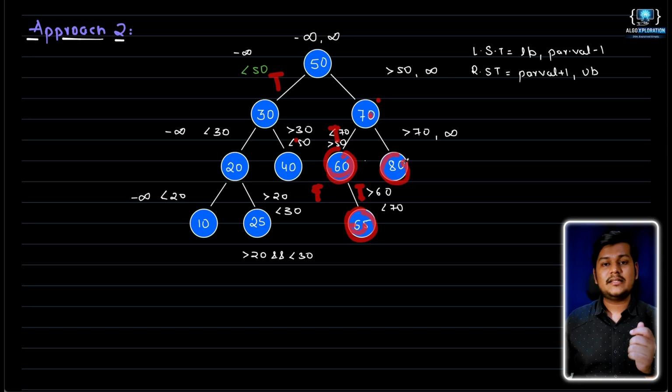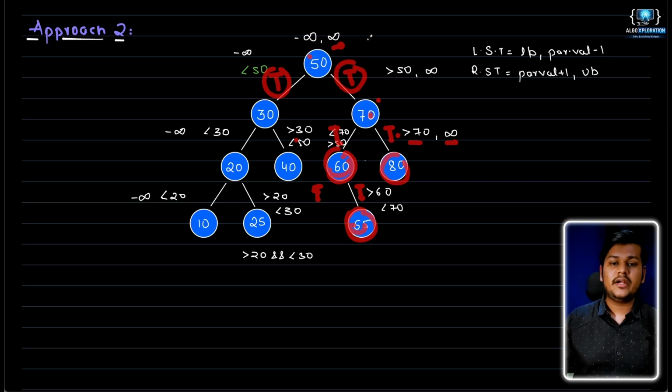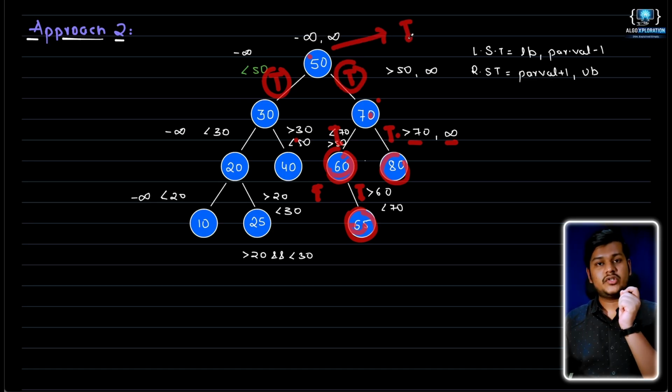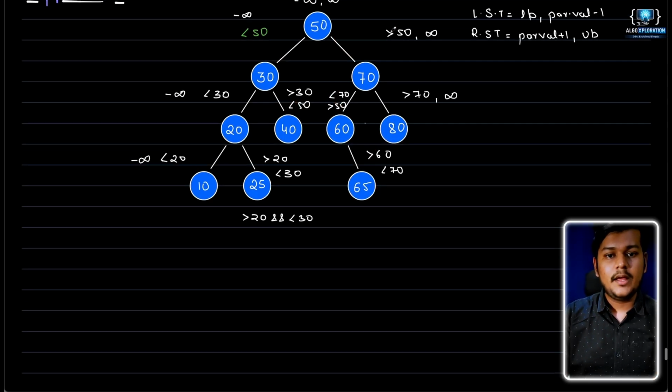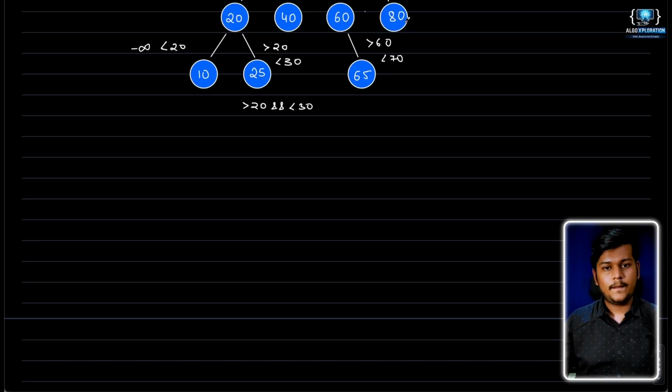And 80 is in range of 70 to infinity. So this condition is also satisfied, so it will return true. Now true and true is true, so it will return true. Now 50 got true from the left hand side, true from the right hand side, so it will return true to the main function. So I believe that you got it. Now let's see the pseudocode.